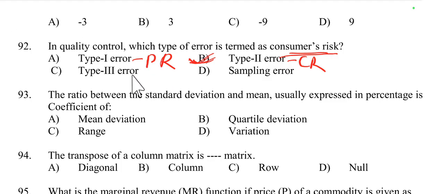Type 3 is not commonly used in quality control. Sampling error refers to the error caused by observing a sample instead of the whole population, so it is called sampling error. The larger the sample size, the lesser the error. If we take a smaller sample size, then the error may increase. So here the right option is option number B.